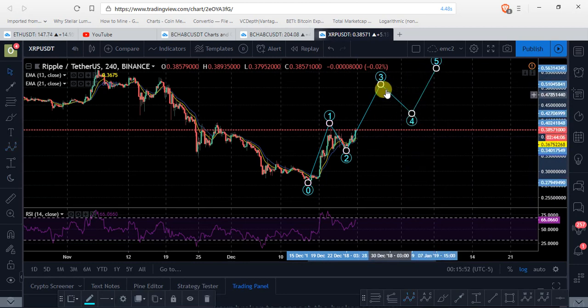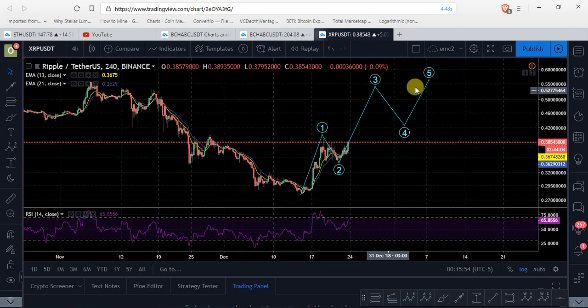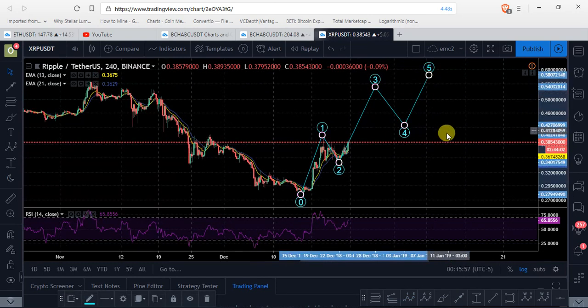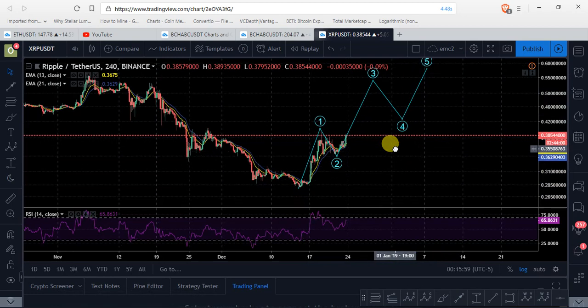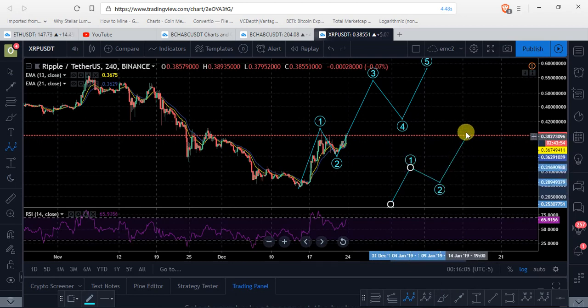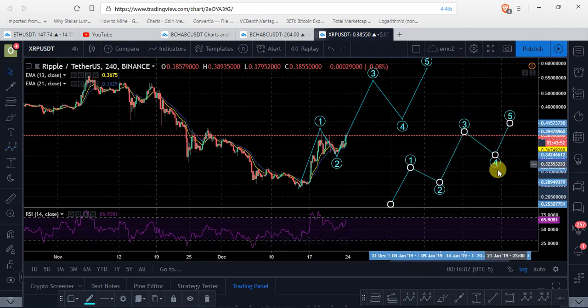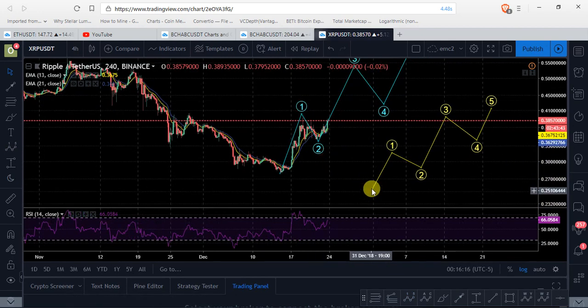So we'll need 2, 3, 4, and 5. This is what you're gonna get for XRP. So let's take a look at it. When you get a 1, 2, 3, 4, and 5 structure, let's change the color. You got 1, 2, 3, 4, 5.